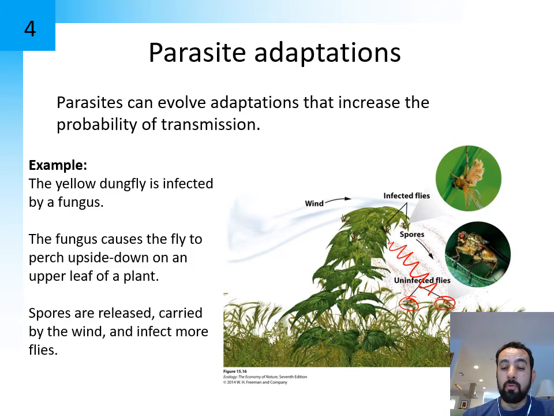So the zombie fly goes to a higher ground and lands differently than the other one. A simple behavioral change of the mind of the fly guarantees the transmission of the fungus, right? So how does that happen? How does that come to be? This happens chemically. The parasite has to produce certain chemicals that will change the behavior of that fly.